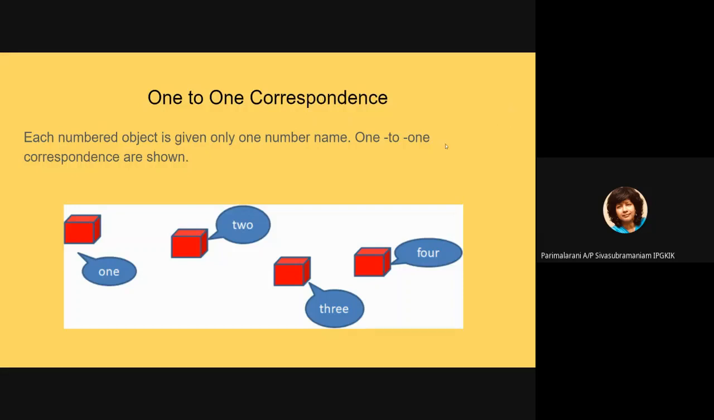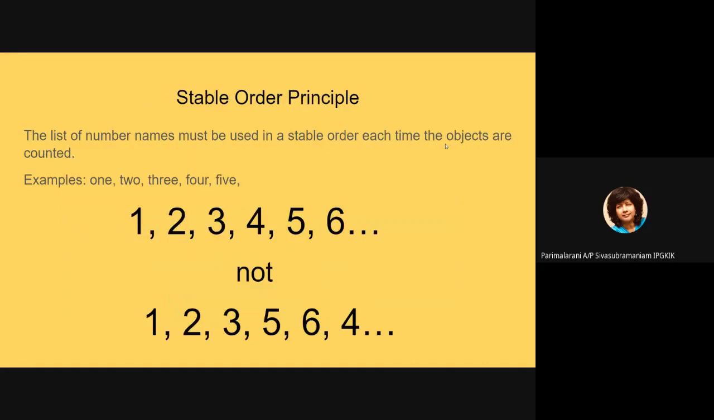Okay, that is the first principle. Second principle of counting is the stable order principle. The list of number names must be used in the stable order each time the objects are counted. That means when you're counting objects, you always start from 1, 2, 3, 4, 5, 6. It must be in the order.